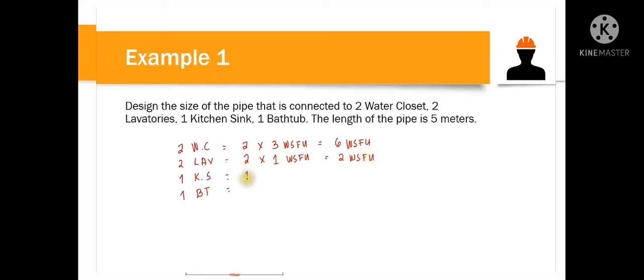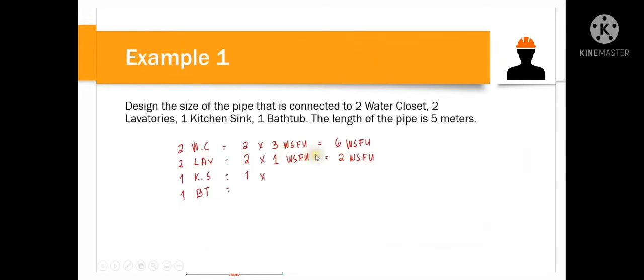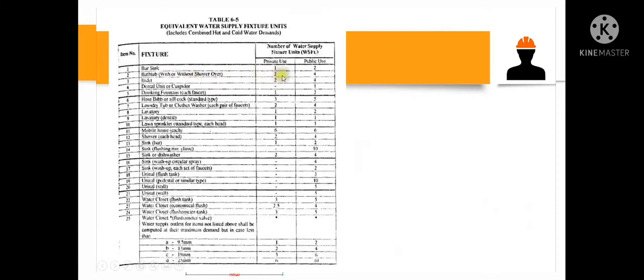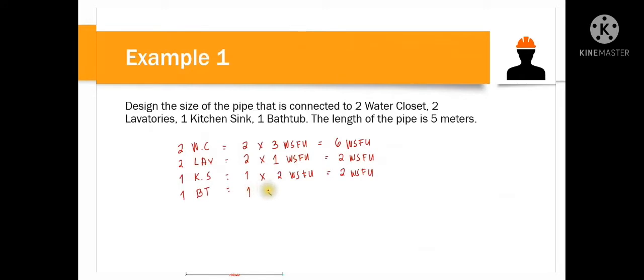For kitchen sink, we have 1 times. Now, going back to table 6-5, we have here kitchen sink or dishwasher. We have 2 water supply fixture unit. So, total, we have 2 water supply fixture unit. For bathtub, we have 2 for private use. So, we have 1 times 2 water supply fixture unit. So, this gives us 2 water supply fixture units.